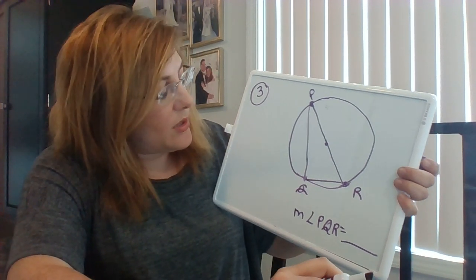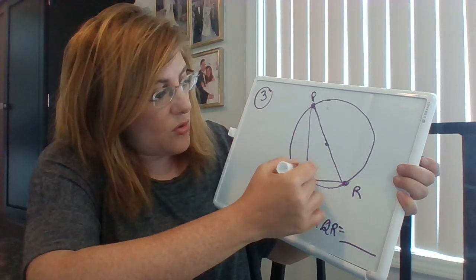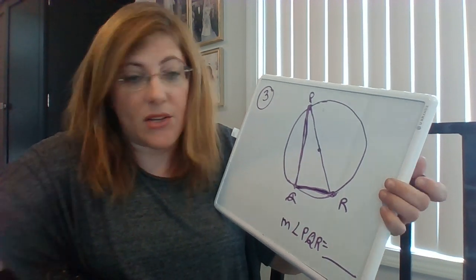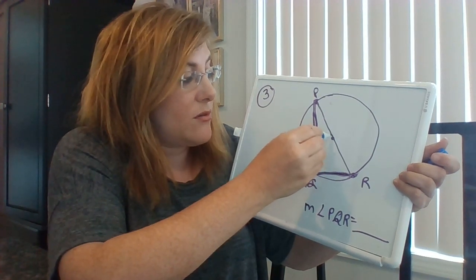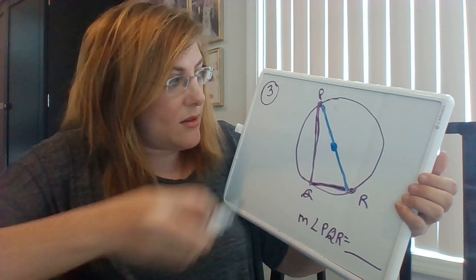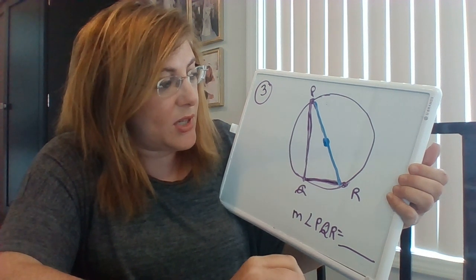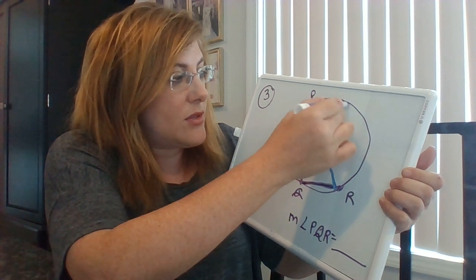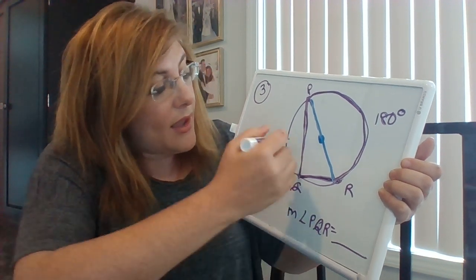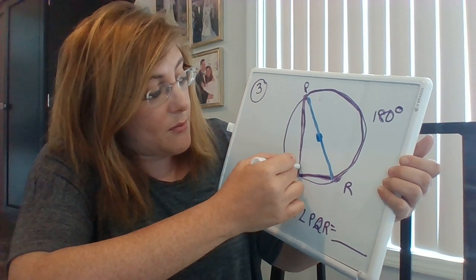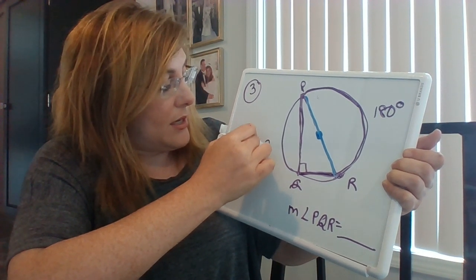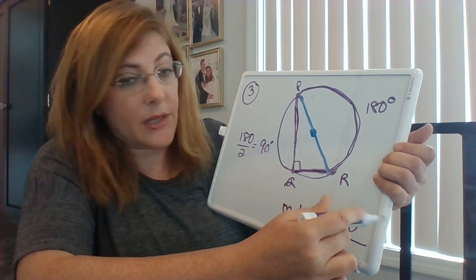For number three, we're looking at angle PQR. Notice that this angle intercepts a diameter. The diameter goes right through the center of the circle and is shown in blue. Do we see how this angle, angle PQR, intercepts the blue diameter? If we know that, we know the intercepted arc over here is 180 degrees because it's a diameter, half a circle. Hence, angle PQR must be a 90 degree angle, which is half of 180 degrees. 90 degrees.